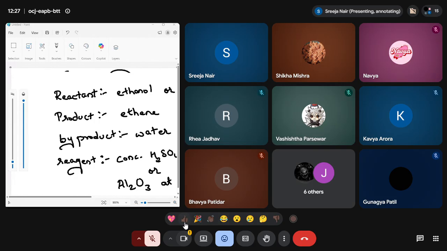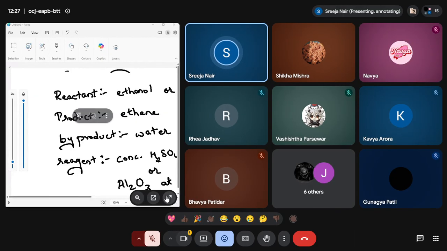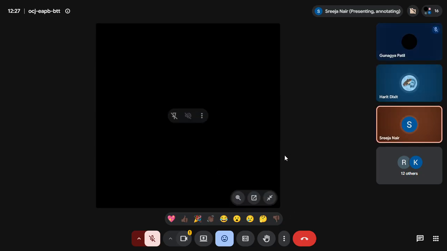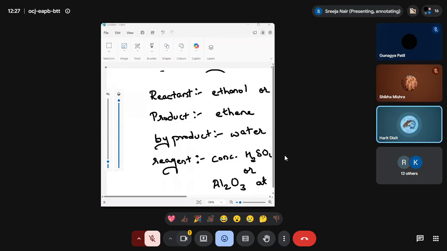Ma'am, do we need to write the impurities absorbed? Yes, dear. You have to mention it because these are small pointers which can be asked in your MCQs, Section A.